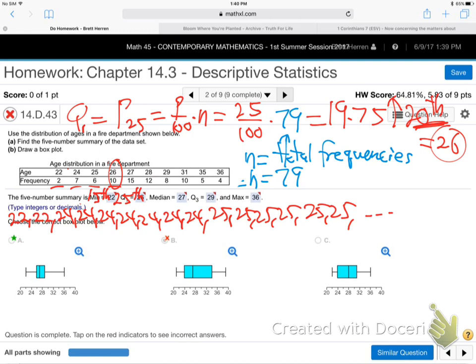Can you find the median now? So now try the median. Try the P50, right? Median's P50. See if you can do the same thing with the P50. Let me know if I can help.